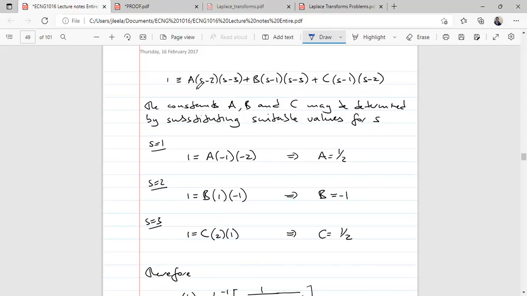And finally, you put s equal to 3. This will disappear because 3 minus 3 is 0.